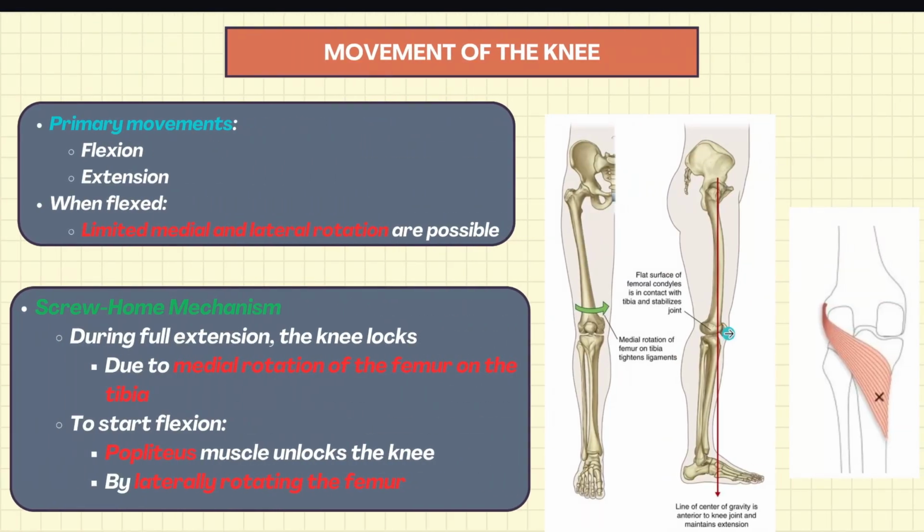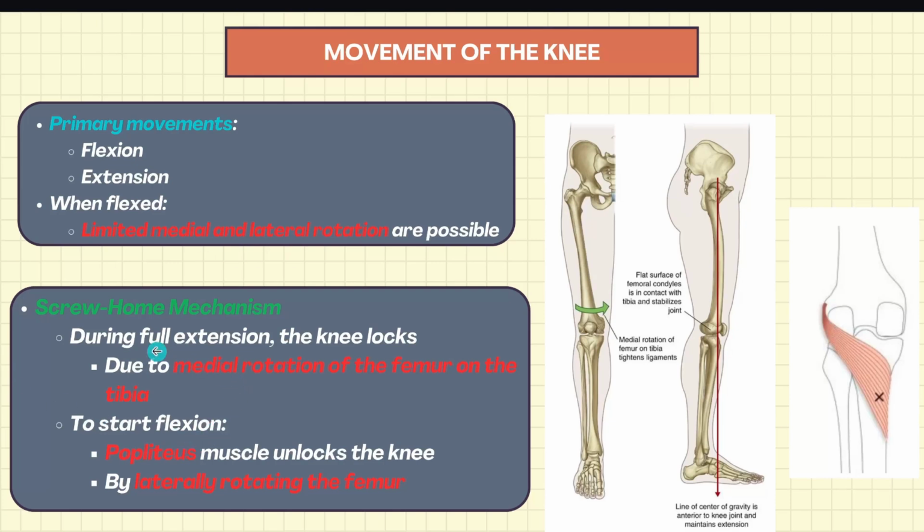Now let's start talking about the movement of the knee. Now the knee joint is a hinge joint, so you're gonna have flexion and extension. And something that you need to know is that once the knee is flexed, you're gonna start having a limited rotation, medial and lateral rotation. So basically pronation and supination. If you even try right now, if your legs are extended, you won't be able to rotate them. However, if you flex your leg, you'll be able to rotate your leg medially or laterally.